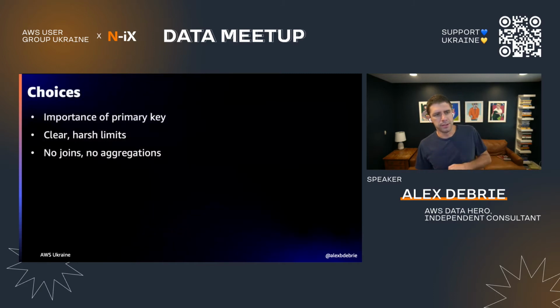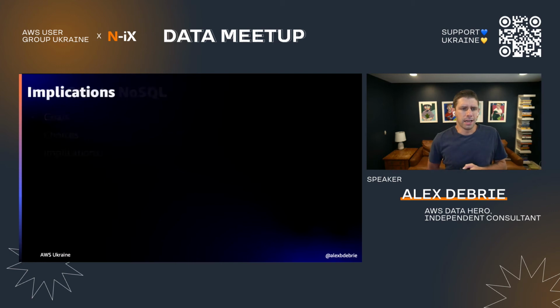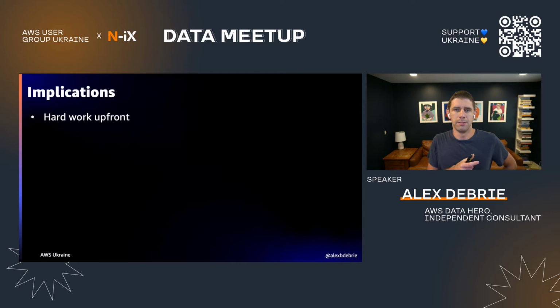So those are the 3 choices Dynamo makes in service of those goals that we already talked about. Last thing, let's talk about the implications for you. Dynamo has this more restricted API on how it works. How do you use that? How do you change your modeling as compared to a relational database? I think the biggest thing is more of the hard work is upfront with DynamoDB.